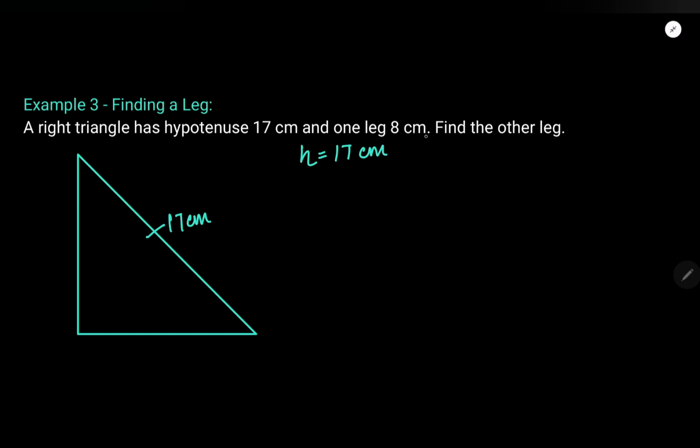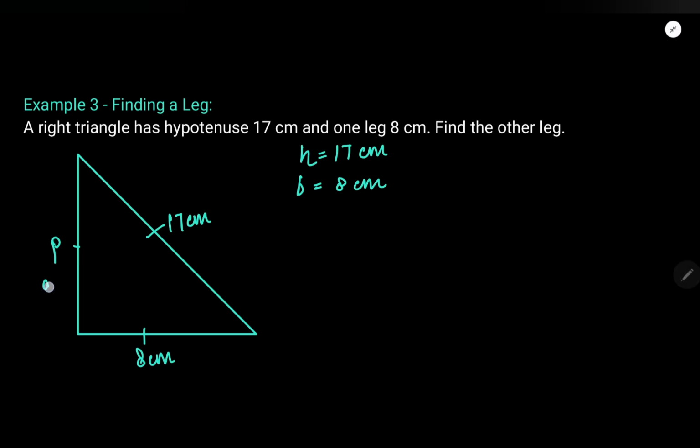One leg is 8. They are saying one leg is 8, so you can say either. Suppose I take this 8. You could have taken this as well. Then find the other leg. Suppose this is what we need to find, this is perpendicular, so I will write P here. H is 17, B is 8 centimeter. What is P now?